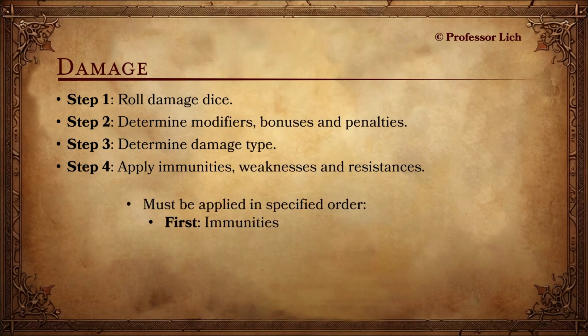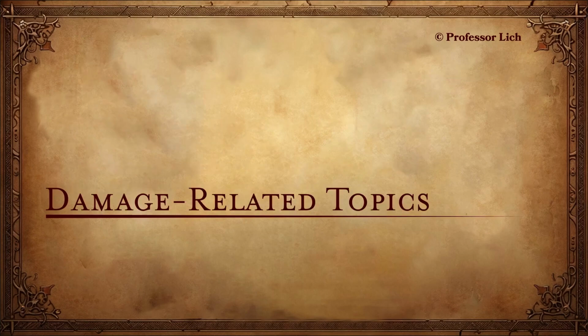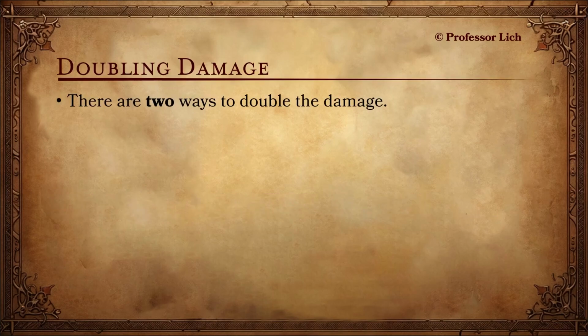Immunities, weaknesses, and resistances must be applied in specified order. So immunities are always first, weaknesses second, and resistances third. And lastly, after applying all of this, if there is any damage left, you reduce HP amount by that number. For the rest of the lecture, we discuss a few more rules surrounding damage.